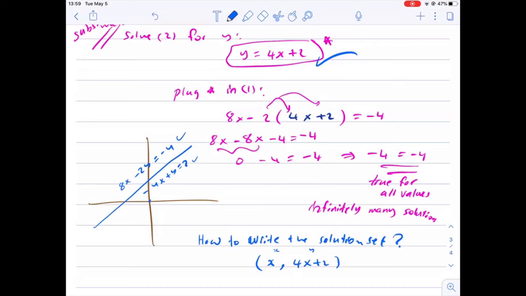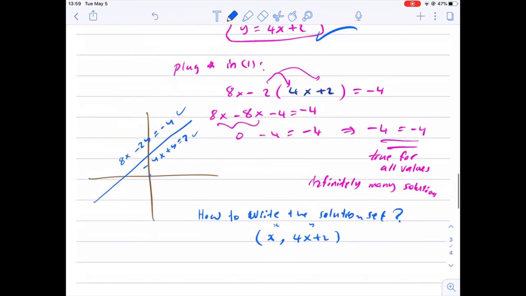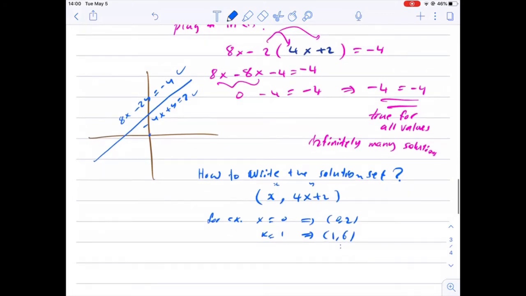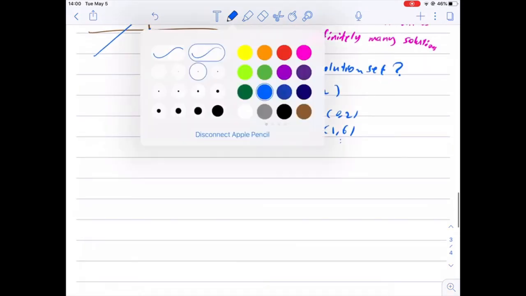This is x, this is y. So we have an equation of one variable x. Give me any value of x, I can give you an ordered pair or a solution. So for example, if x equals 0, then we get 0, 2. If x equals 1, the solution is 1, 6, and so on. So we have infinitely many solutions.